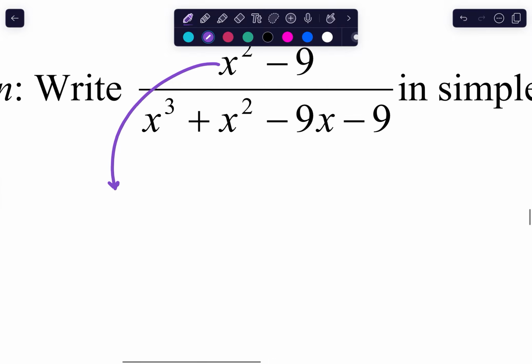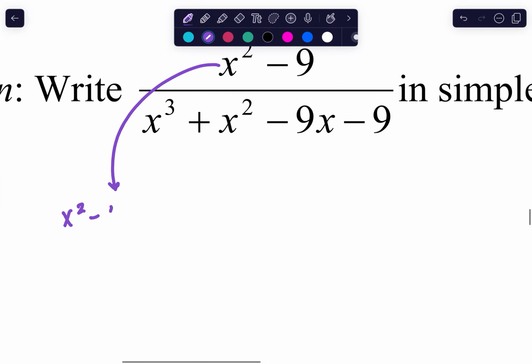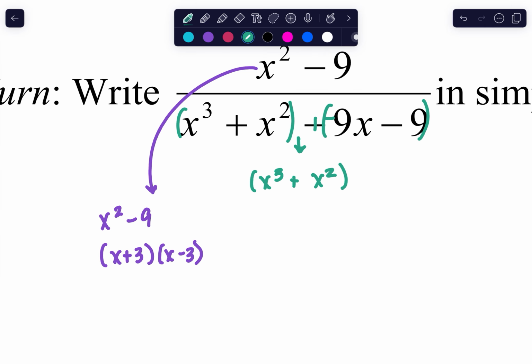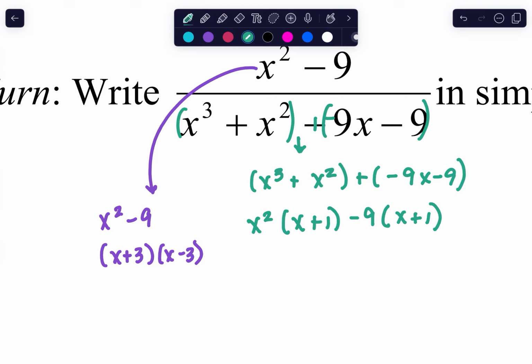So for my numerator, it is difference of squares. So x plus 3 times x minus 3. The denominator, hopefully you guys remember that, factor by grouping. So it becomes x cubed plus x squared. And then inside parentheses always a plus, and then negative 9x minus 9. So I'm going to factor out an x squared here. I'm left with x plus 1. Here I'm going to factor out a negative 9. Again, left with x plus 1, which is good since they're the same.